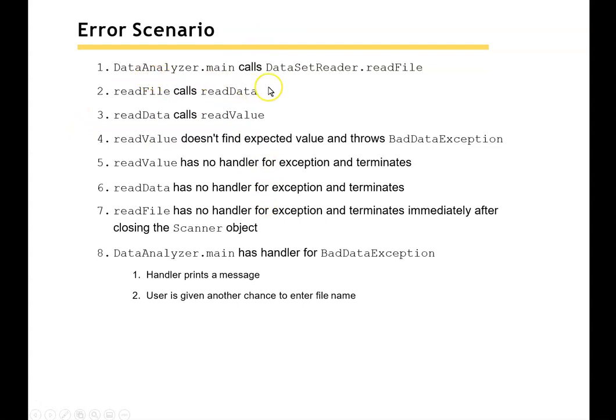So DataAnalyzer.main calls DataSetReader.readFile. ReadFile calls readData. ReadData calls readValue. It doesn't find the value, throws a BadDataException. ReadValue has no handler. ReadData has no handler. ReadFile has no handler. So DataAnalyzer.main has a handler, and it grabs it and prints the message.